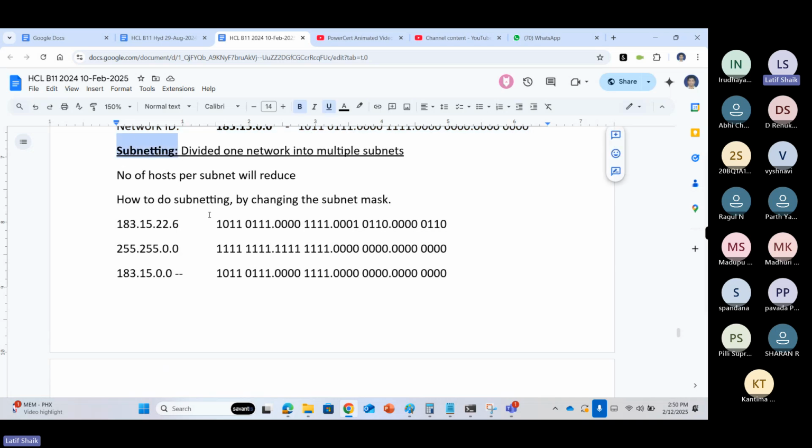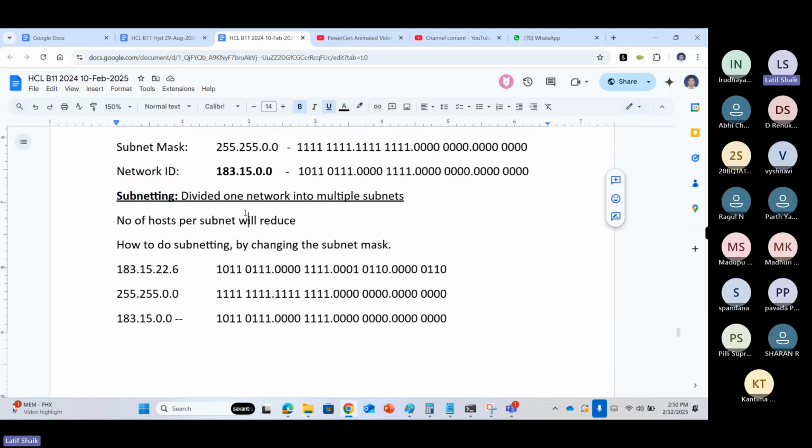We didn't discuss the complete concept of subnetting, because it's a larger topic. It takes at least 3 days to discuss, and a lot of practice is required. For now, just what subnetting is: we divide one single network into multiple networks. So the number of hosts per subnet will be reduced.